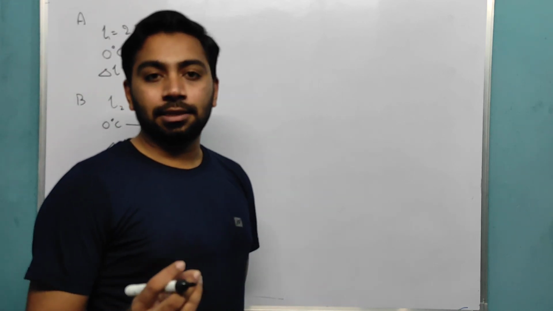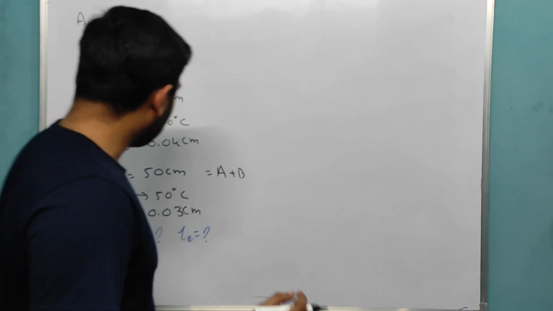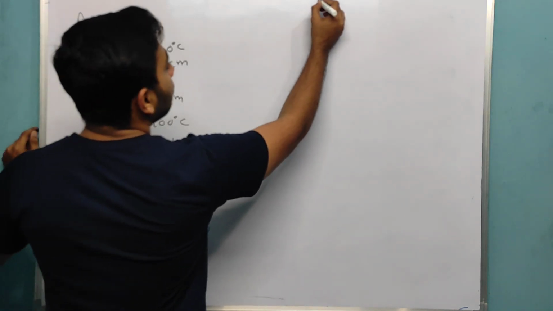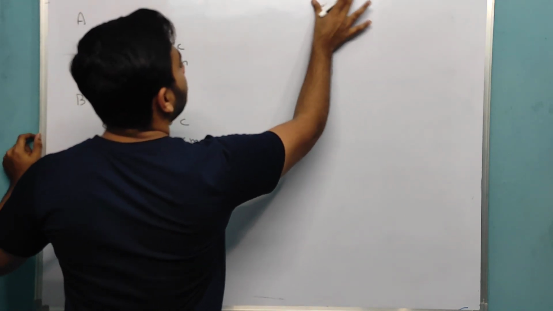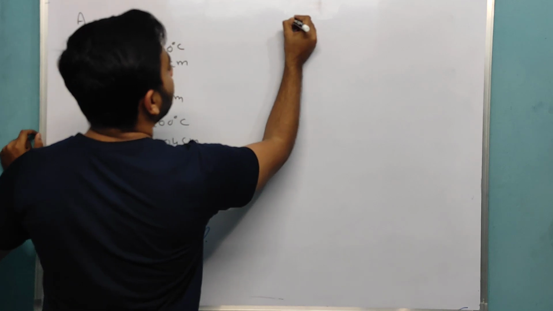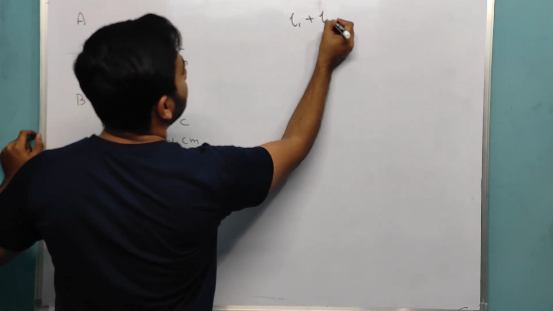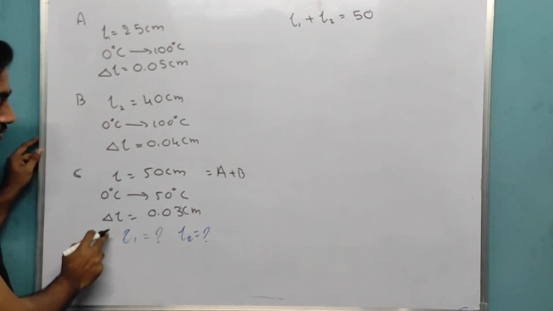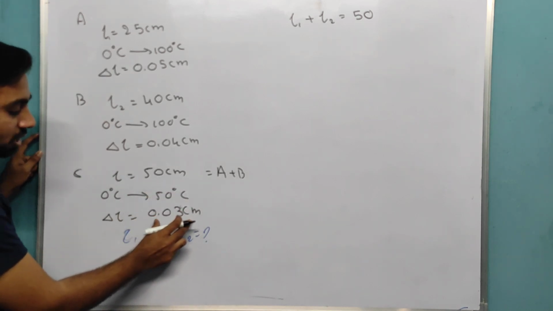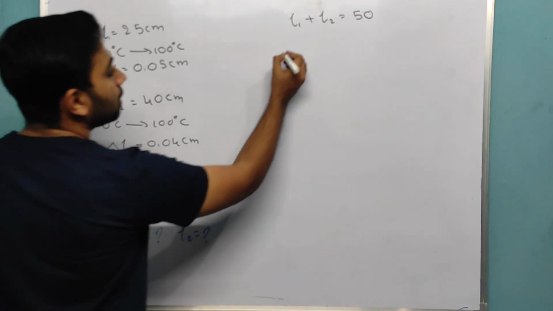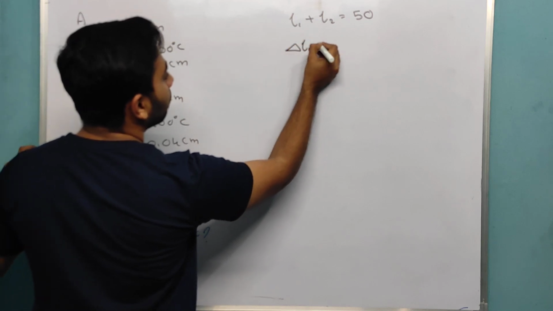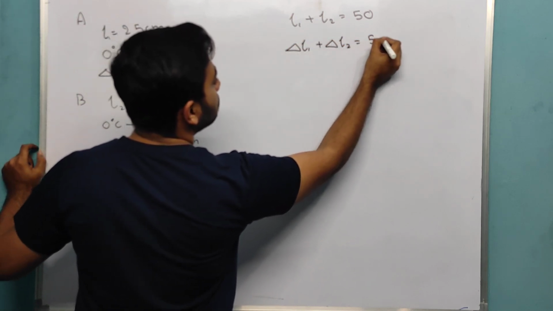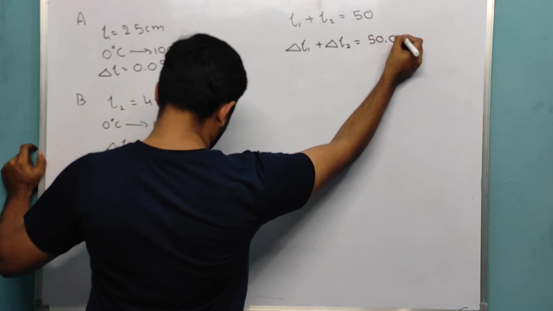See, first of all, the basic thing. It is a combination of these two, so I will write L1 plus L2 is equal to 50. Correct? L1 plus L2 is equal to 50. And after rising, it changes by 0.03, which means there is a change in this one, which rises by 0.03.